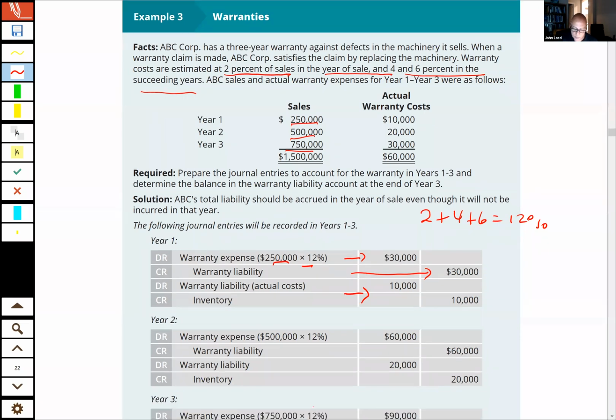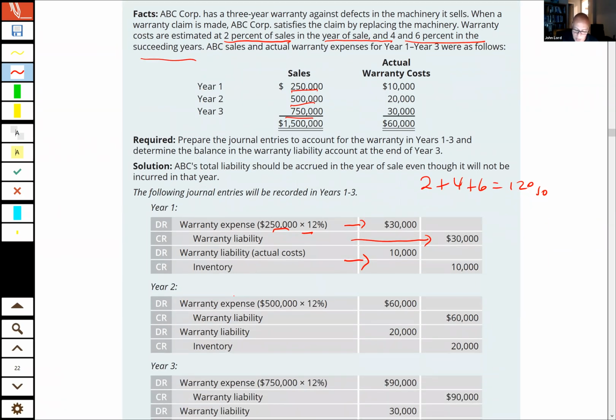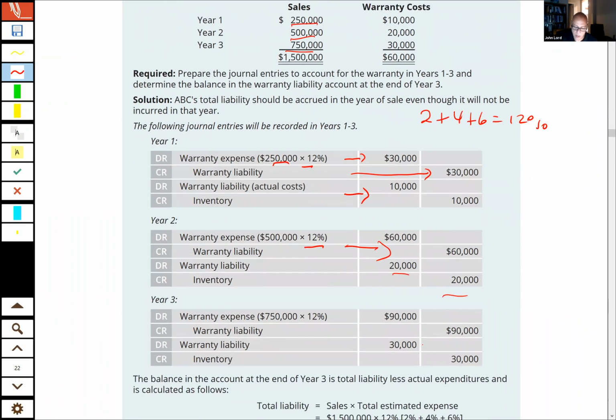Okay. Next year, I have sales of 5 times at 12%, set that up. It doesn't matter from what year the sale came that I'm paying on that liability; it has no bearing. I debit the liability, I credit some asset, cash, inventory, whatever, as I'm making good on that liability. Next year, 750,000 of sales, I take the 12%, etc.